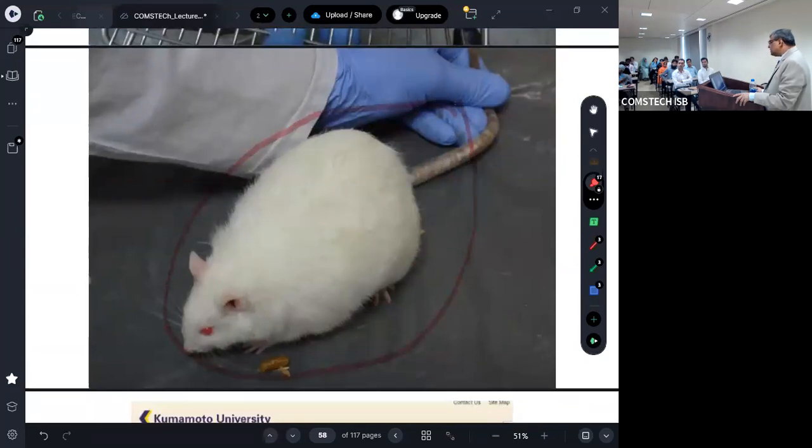Okay, at least with the homemade high fat diet we give the rat, it is showing some characteristic features of dyslipidemia, but they are not developing obesity. This is the sad part of the story. And when you give the commercial high fat diet, they develop obesity.